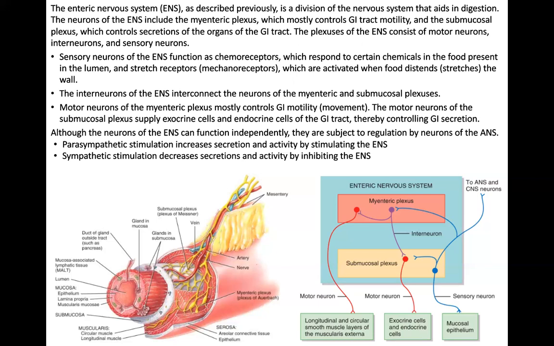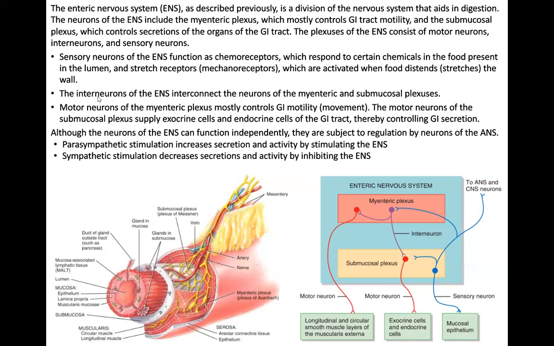Well, not only does the stomach's pH change, but so does its stretch. Especially if we eat a lot of food, what happens to your stomach? It gets bigger, right? Well, those stretch receptors, or mechanoreceptors, which is their kind of fancier name, are activated when food distends or stretches the wall. In this case, we're talking about the stomach, but we also have the same situation in our small intestine, which is what you see here, as well as the large intestine. So they're going to send information to the interneurons.